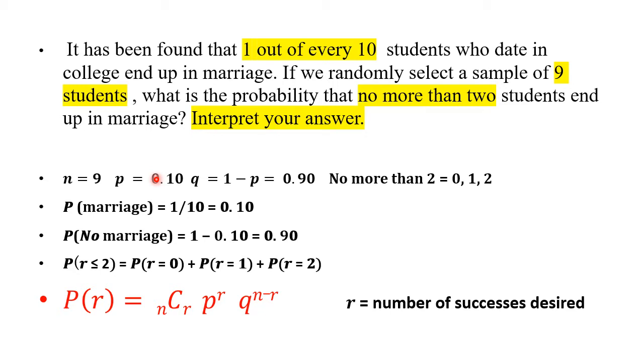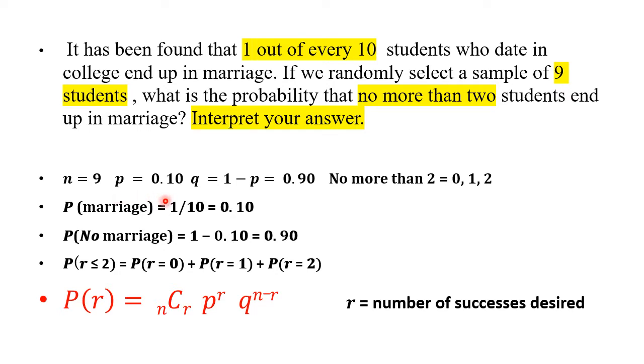It has been found that 1 in every 10 students, which means 10%, or 0.1, who date in college end up in marriage. If we randomly select a sample of 9 students, what is the probability that no more than 2 students end up in marriage? Interpret your answer. N is 9.